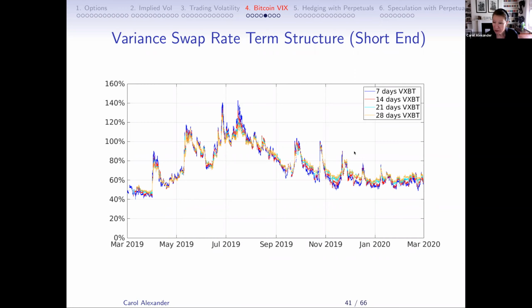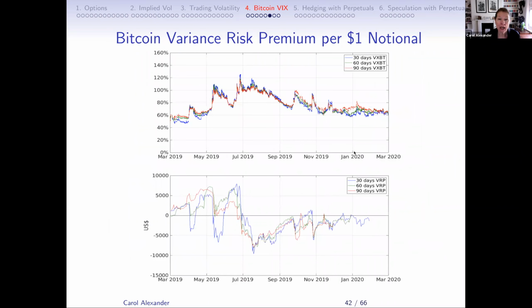And it's much more variable over the short term than over the long term, because expectations of volatility over a very long time are not going to change very much from day to day, whereas they can do over the shorter horizon. And then this is the long end of the curve, the 30 days, 60 days, 90 days. And the graph below shows the payoff to a variance swap on Bitcoin per $1 notional. So this is measured in US dollars. So for the 30 days, the variance risk premium, the difference between the realized variance over the next 30 days and the variance swap rate struck at the initiation of the swap.